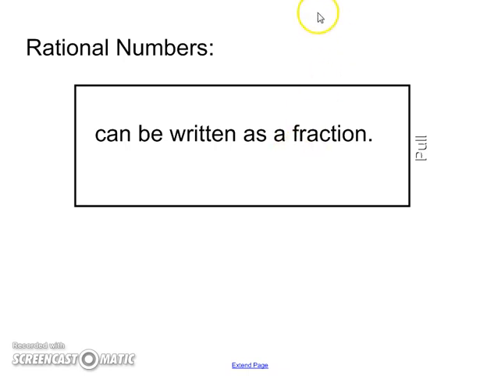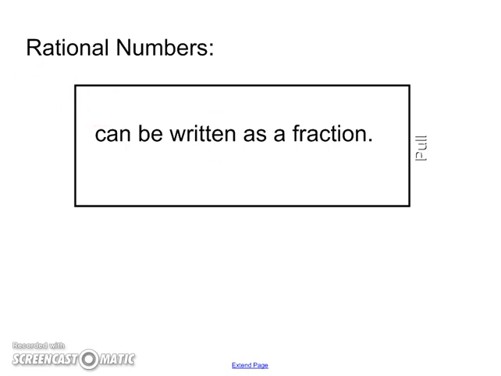And more specifically, the denominator and the numerator have to be rational numbers themselves. They have to be nice whole numbers or integers or something. We do have some weird fractions that come into play, but generally for our purposes, if you can write the number as a fraction, it's a rational number.